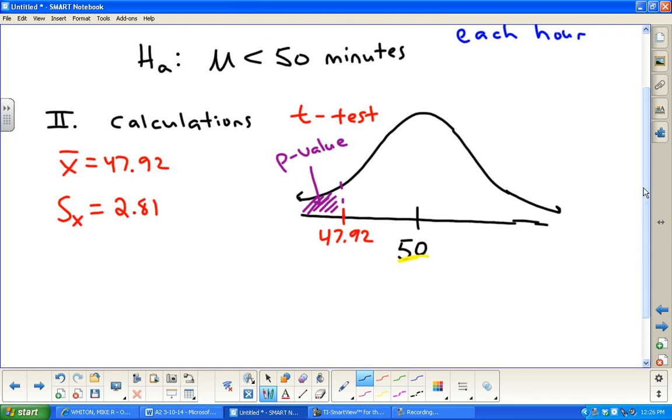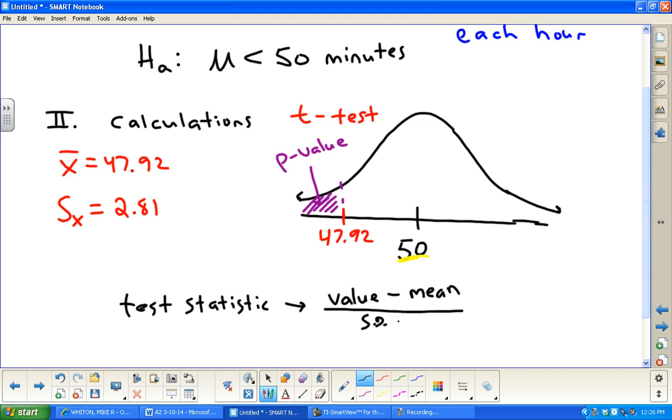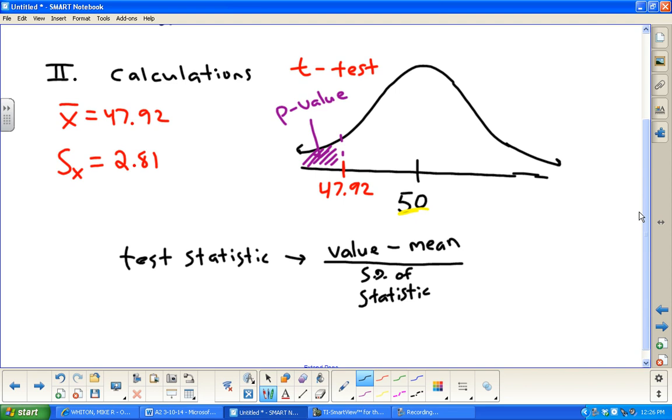So the test statistic is going to tell us how many standard deviations we are away from the mean. The formula is always the value from the sample minus what we claimed the mean was, over the standard deviation of the statistic. Sometimes you'll see this denominator, the standard deviation of the statistic, called standard error. And we know the formula for that. So let's find that.